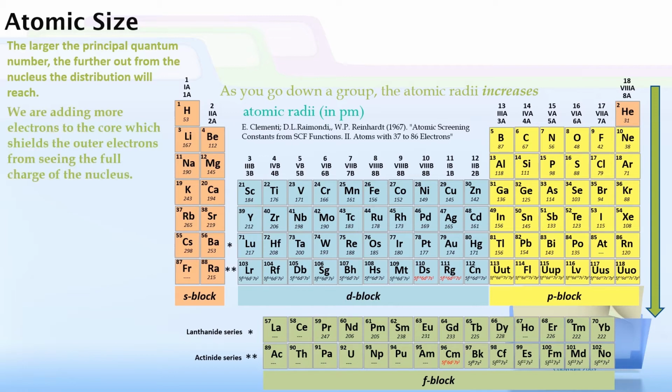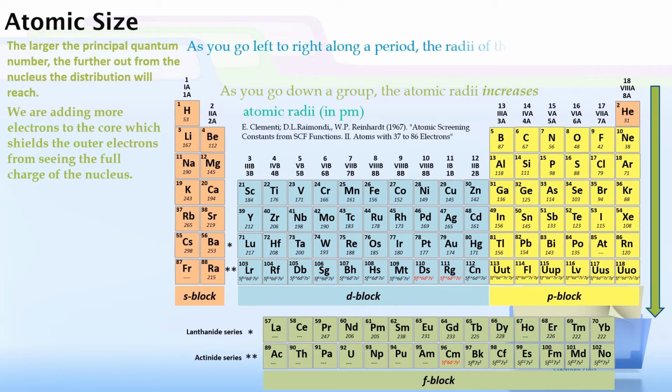Plus, you're beginning to add more and more electrons into the core, which shields the outer electrons from seeing the full charge of the positive nucleus, and in effect, the outer electrons are feeling less positive charge from the nucleus, thus expanding the outer probability shell for these electrons.